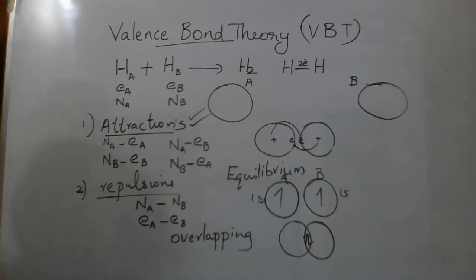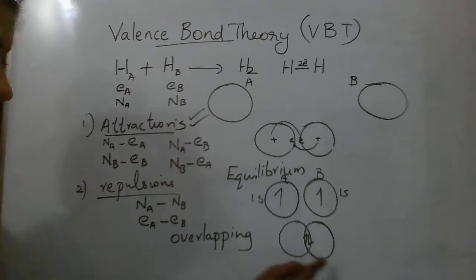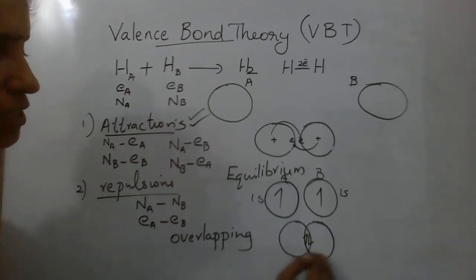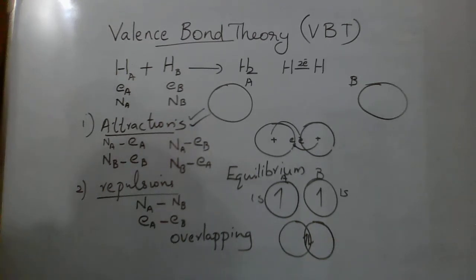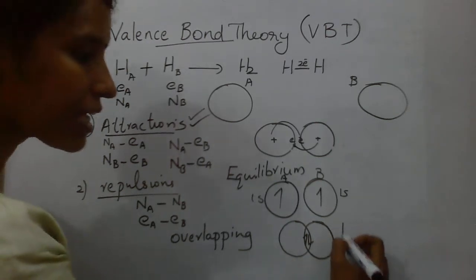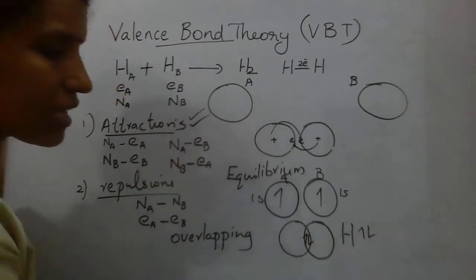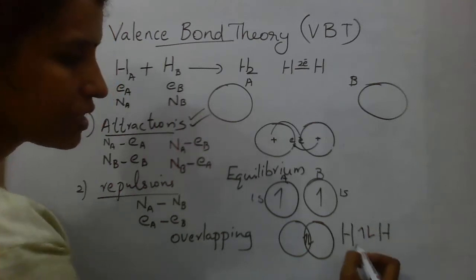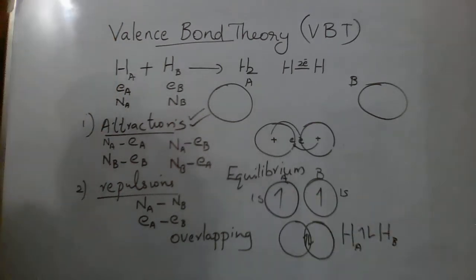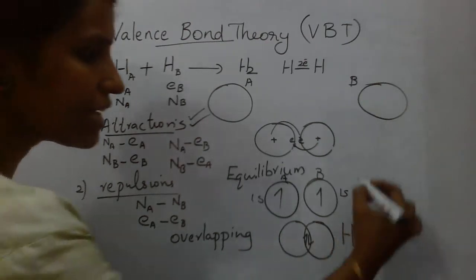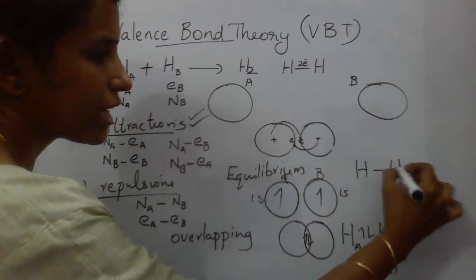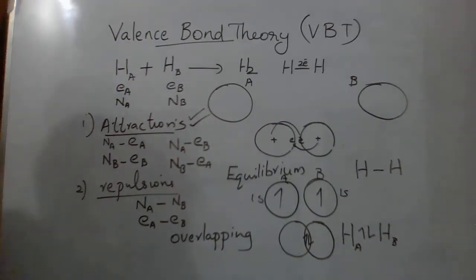During the overlapping, pairing of electrons takes place. Once the 1s atomic orbitals overlap, the electrons undergo pairing. At this stage, we say the two hydrogen atoms are covalently bonded. They share a pair of electrons. Hydrogen A and hydrogen B share two electrons between them. Or we can say the hydrogen atoms are covalently bonded. An H2 molecule is formed.